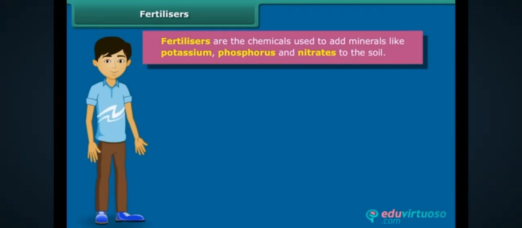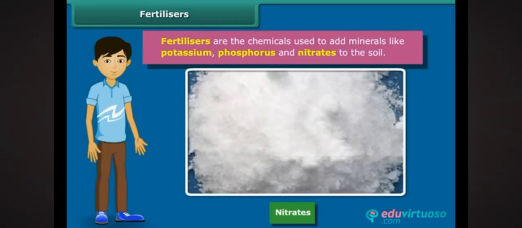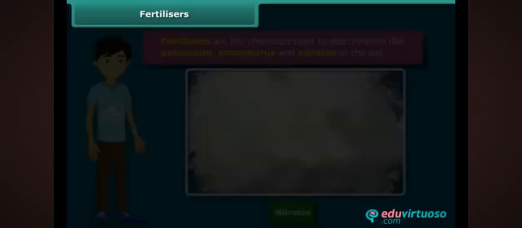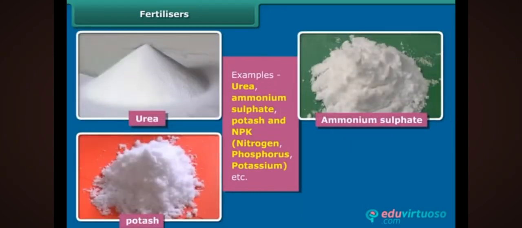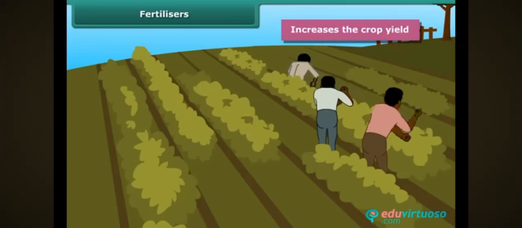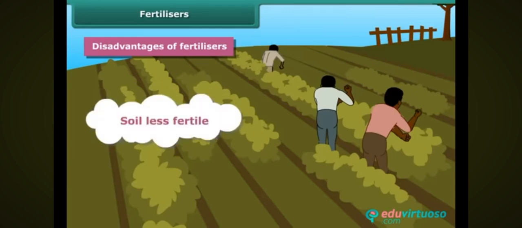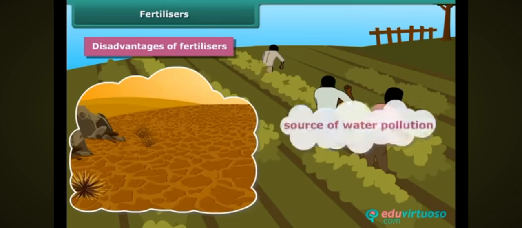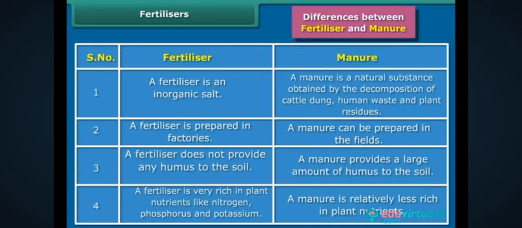Fertilizers are the chemicals used to add minerals like potassium, phosphorus, and nitrates to the soil. Fertilizers are produced in factories. Some examples of fertilizers are urea, ammonium sulfate, potash, and NPK: nitrogen, phosphorus, and potassium. The use of fertilizers increases the crop yield. However, there are some disadvantages of using fertilizers. Excessive use of fertilizers makes the soil less fertile, and they have also become a source of water pollution. Difference between fertilizers and manures.